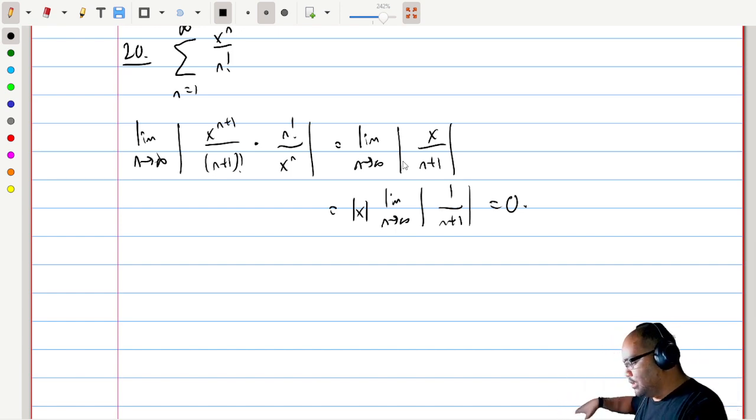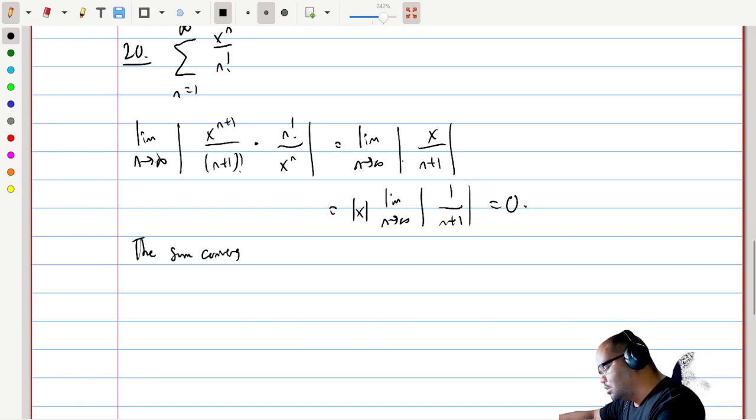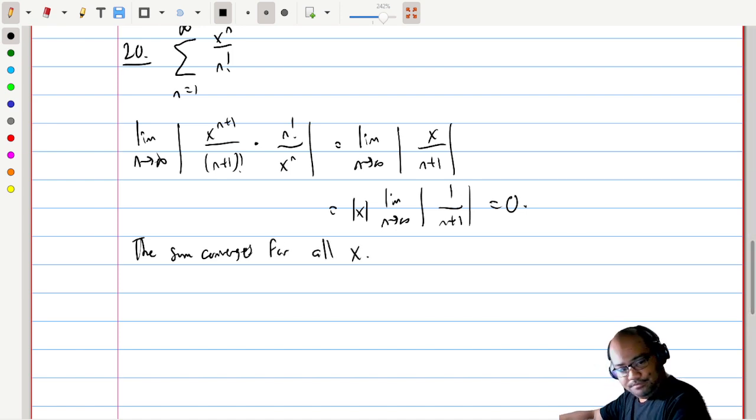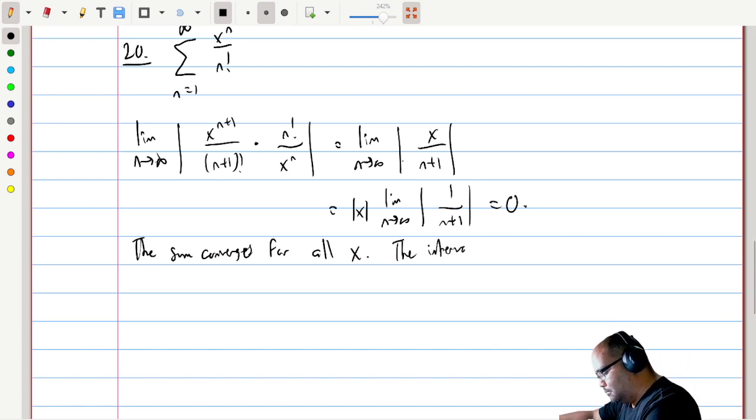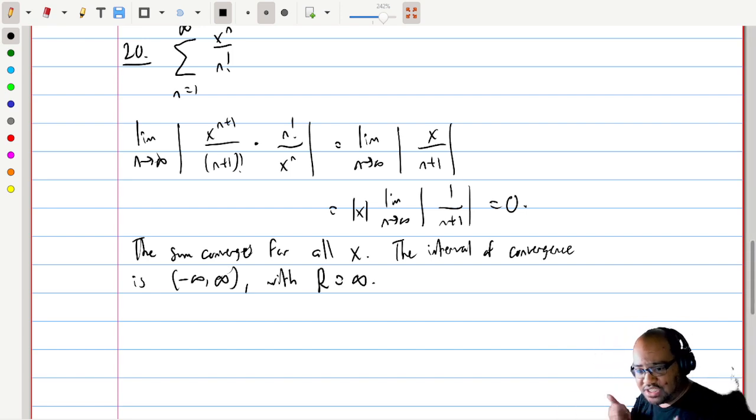So this one here, notice that no matter what x is, this limit is always going to be 0. So the sum converges for all x. Okay, the interval of convergence is the entire real line, minus infinity to infinity, with the radius of convergence r equal to infinity. So we say that the sum converges everywhere.